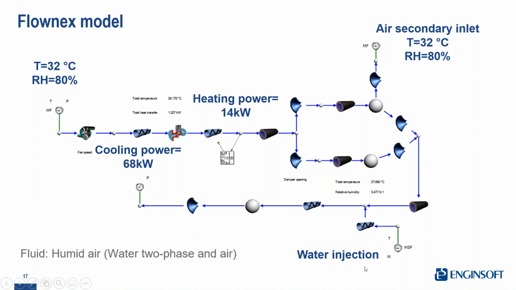And then you have the water injection in the last part for humidifying the air again to go to the greenhouse. In this case, as usual, the fluid is humid air, so it's air with water, which is two-phase. Water is able to be not only in the gas phase, but also in the liquid phase. So it's able to condense when the temperature goes below the dew point.